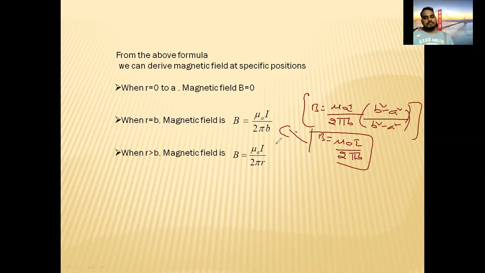And when R is greater than B, what will happen? You don't need to find any current density there, because the total current is passing inside the loop, so directly you get B is equal to mu naught I by 2 pi R.